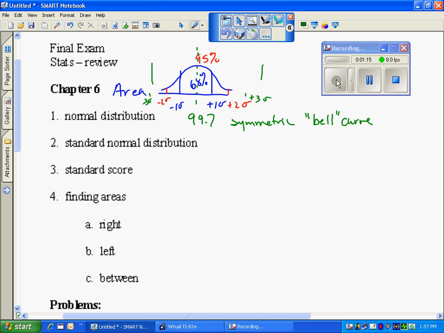Not all things are normally distributed. We like to standardize things. Standard is what we measure off of. It's a standard that we put everything onto. We do this through what's called a linear transformation.